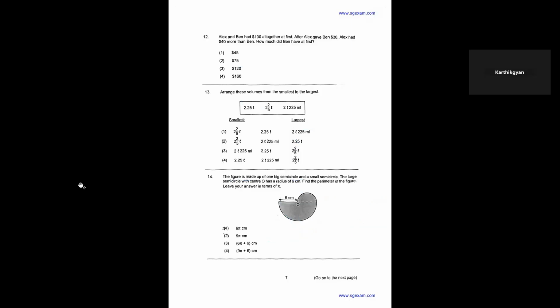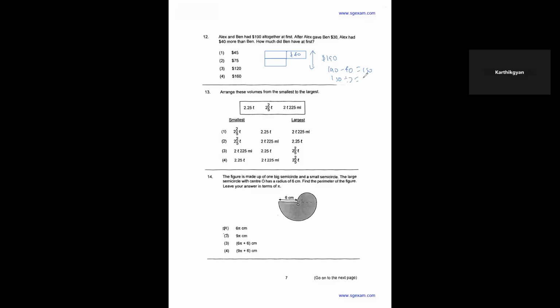Question 12. Alex and Ben had $190 altogether. After Alex gave Ben $30, Alex had $40 more than Ben. For this question, you don't have to think so much. You just draw a model where Alex is $40 more than Ben. Whatever you do in this question, the total will always stay the same. So take 190 minus 40, that's 150.